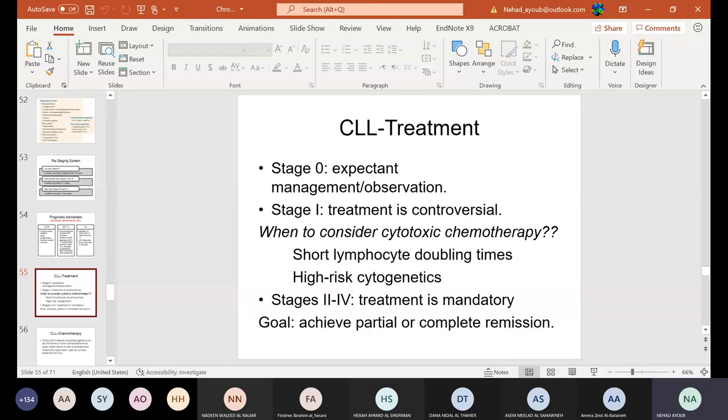Why do you think we can hold therapy and just watch these patients? For stage 0, we can do expectant management. We wait and see. Why are these patients subject to this type of treatment approach? Why do you think? Who knows?